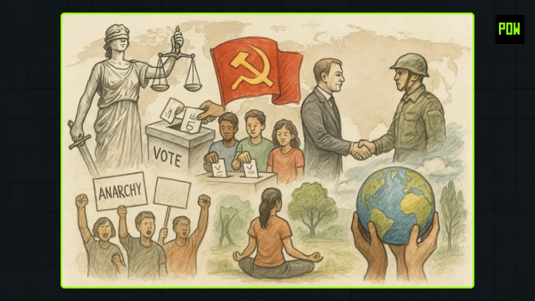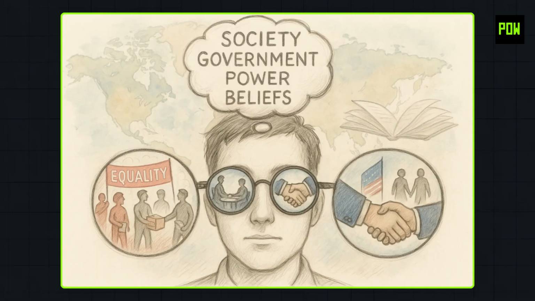Let's get started. First, what exactly is a political ideology? A political ideology is a set of beliefs or ideas about how society should work, how power should be distributed, and how governments should operate. It's like a pair of glasses through which people view the world. There are many ideologies, but most can be grouped into three broad categories: left-wing, right-wing, and centrist or hybrid ideologies. Let's dive into each of them.